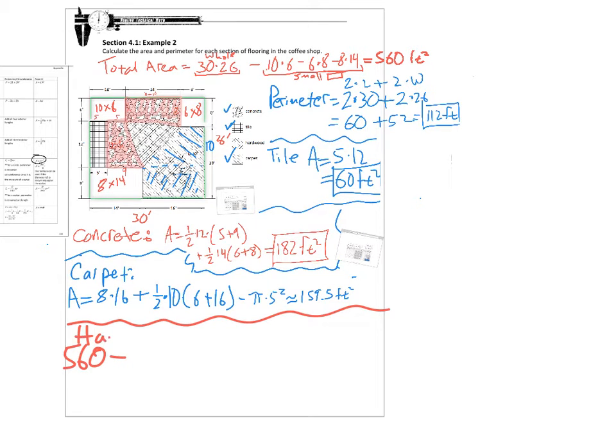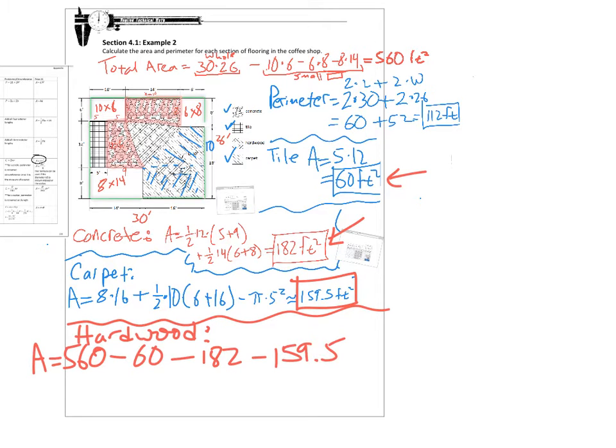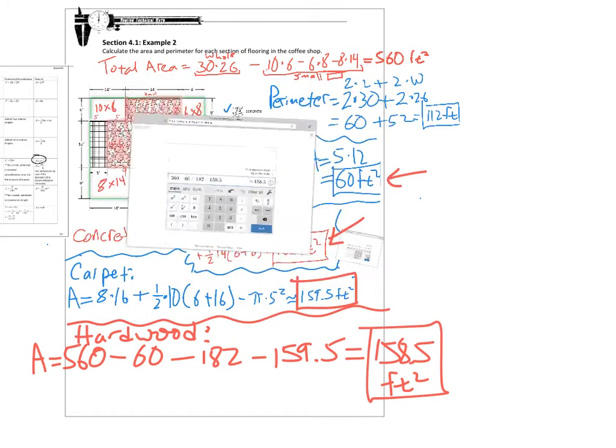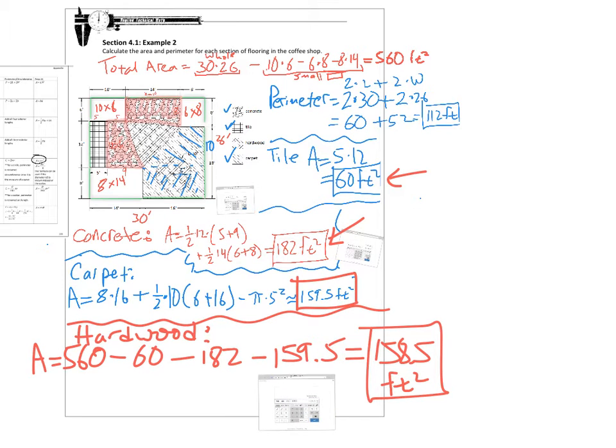Oh, this, by the way, is hardwood. So let's take the total area and subtract off each of them. We're going to subtract off this tile, subtract off the concrete, and subtract off, didn't box it, let's box it, the 159.5 carpet. And so, for the grand finale, we get 158.5 square feet. There it is. So that total area, even though we weren't asked for it, came in handy.